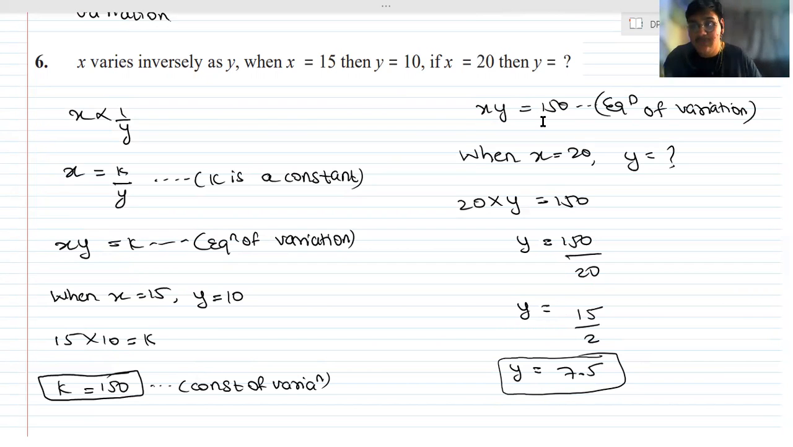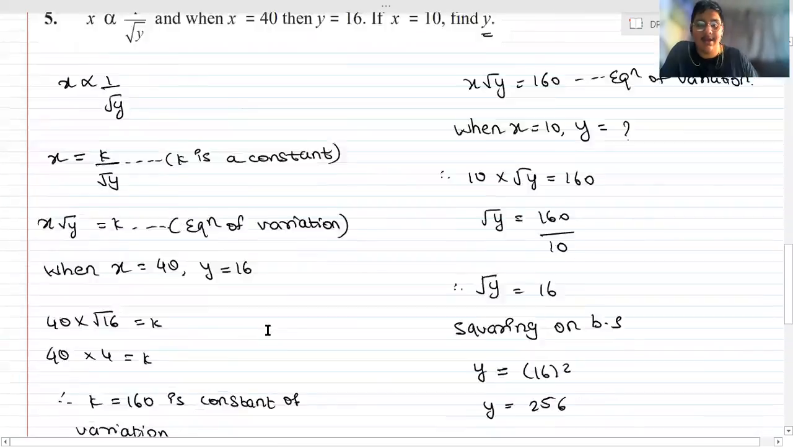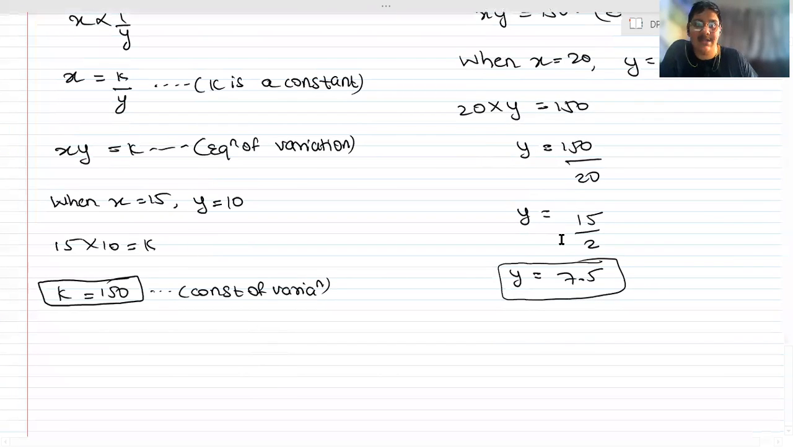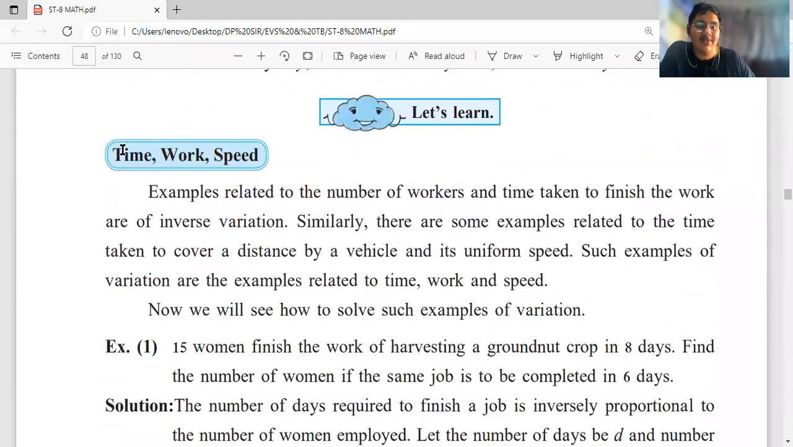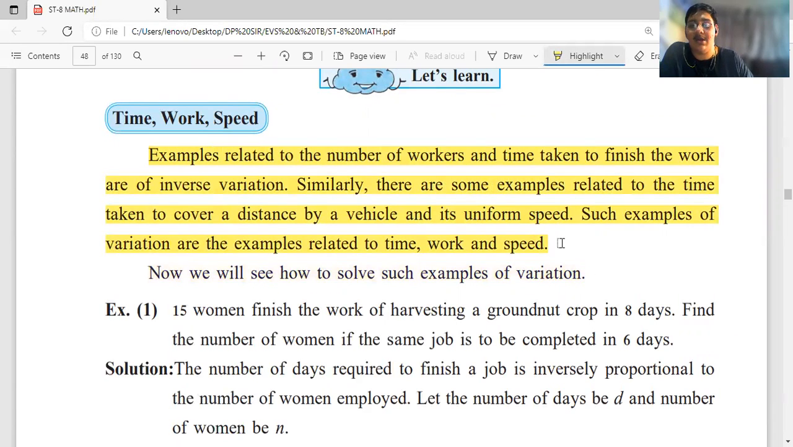Meet you all in the next lecture very soon. In fact today only I'll try to record the next lecture also. And in this week we will complete our topic variation. Just let me check if anything else is there. I'll just share the textbook. Okay, so see, the next question is based on time, work, speed. I expect you all to please read this part to understand what time, work, speed is all about.